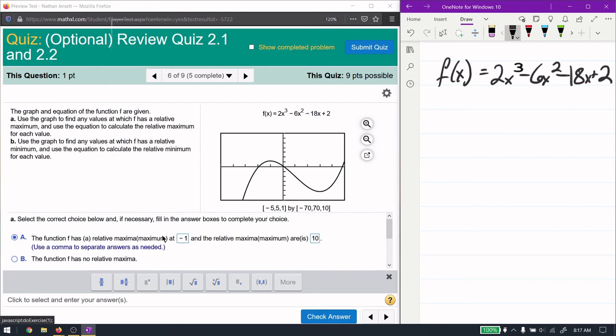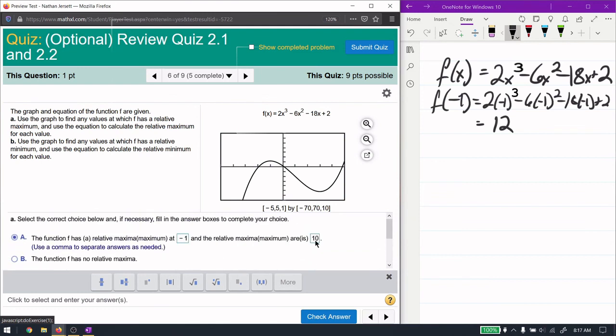So we found an x value of -1 is where the maximum is. And it looks like it's at 10, but it's actually just above 10. If we plug -1 into the function, we get 2 times -1 squared minus 6 times -1, 18 times -1 plus 2. Doing all this work gives us 12. So it's just above the first tick mark.